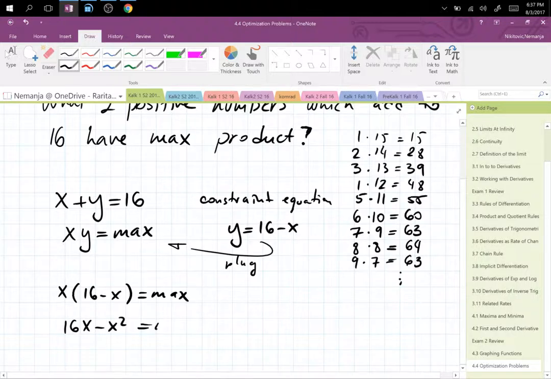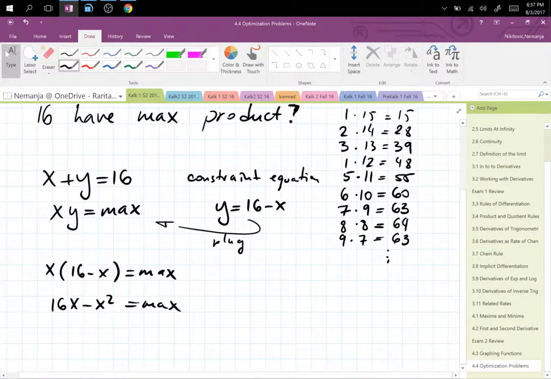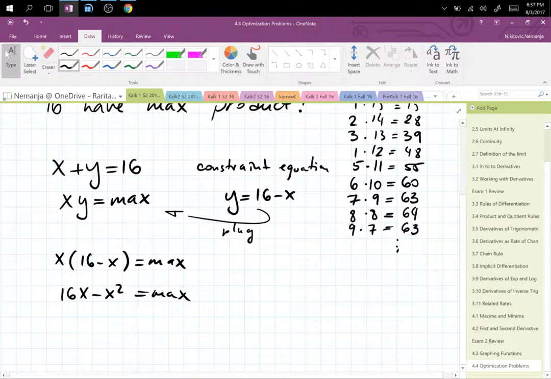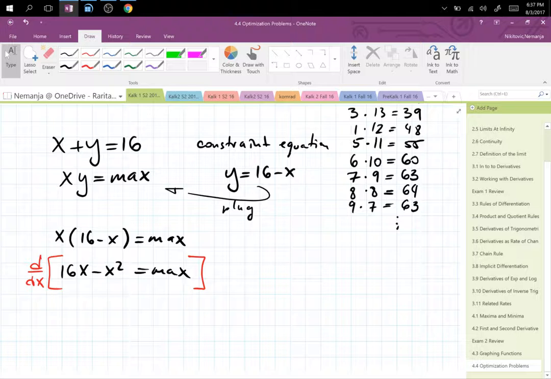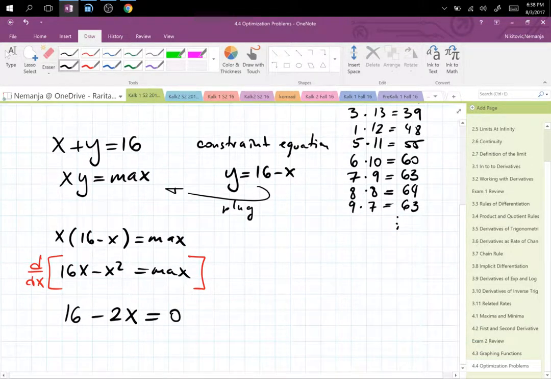And observe that your entire equation now is only in variable x. This is when you hit that equation with the derivative. Now guys, this is the key. Derivative of 16x is 16 minus 2x equal to, what's the derivative of a max? Derivative of a max must be 0. Because what is max? Max is the maximum product, in this case the 64. Derivative of 64 is 0. We don't know that it's 64, but it is some number. And the derivative of that is 0.